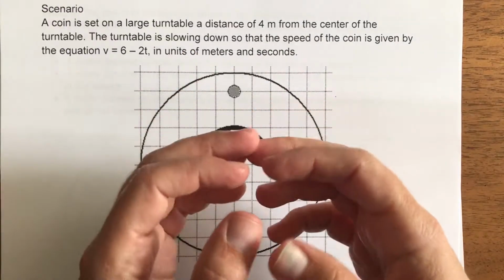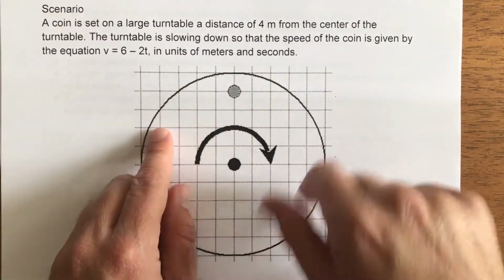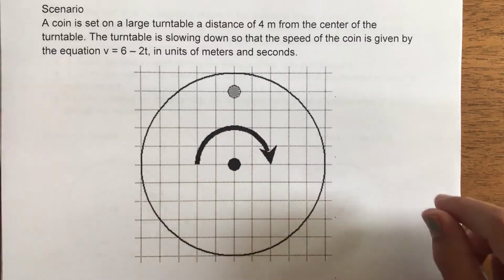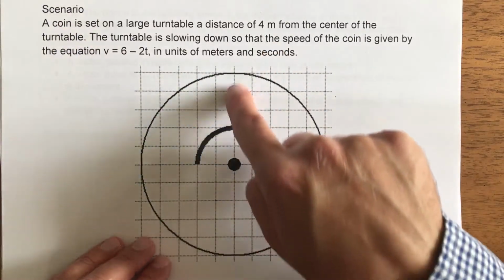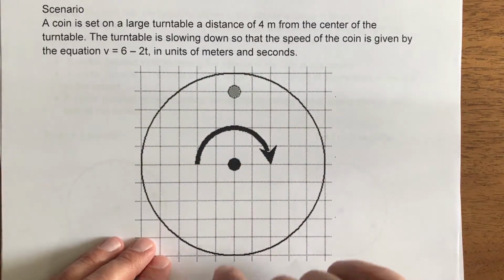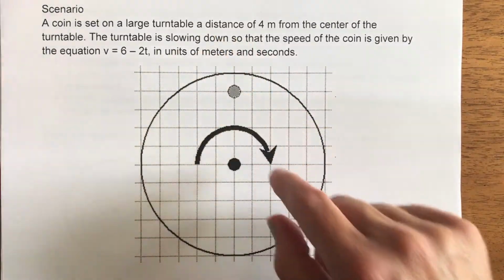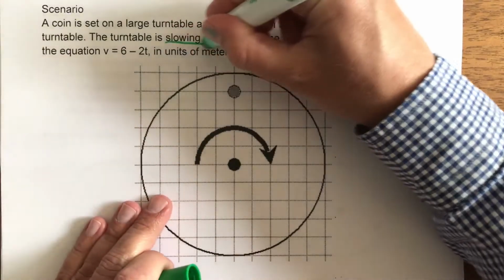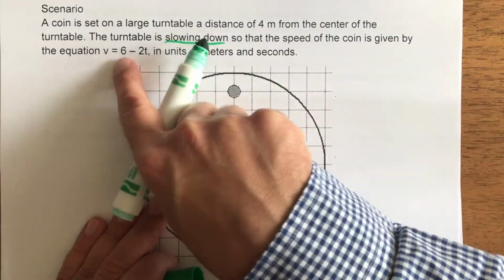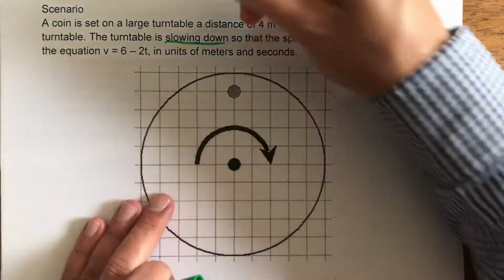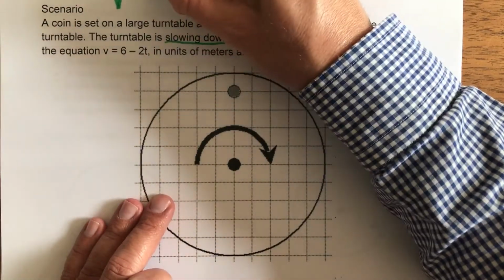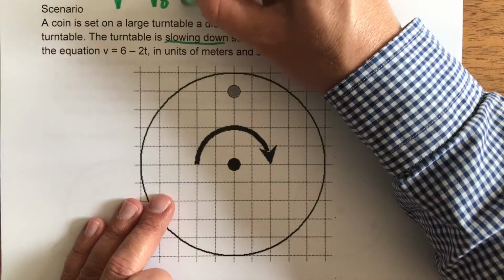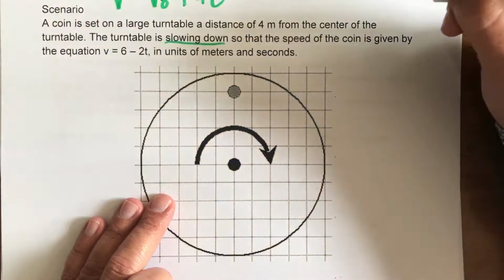Hey everybody, this is 11G, magnitude of friction paragraph. So it says a coin is set on a large turntable, a distance 4 meters from the center of the turntable. The turntable is slowing down so that the speed of the coin is given by the equation v equals 6 minus 2t. So let's write that out. It looks kind of like this equation here. v equals v0 plus a times t.